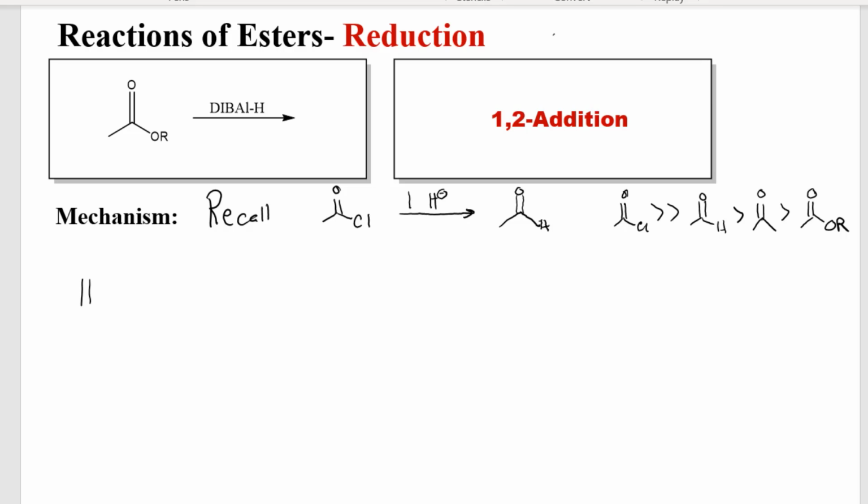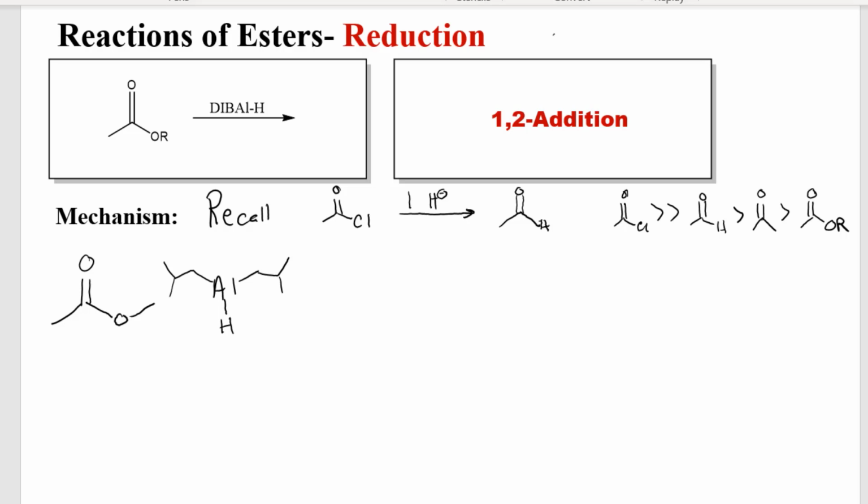I need to use a very different reagent when I'm doing an ester and stopping at the aldehyde. That is this new reagent called DIBAL. DIBAL is diisobutyl, that's what I just drew, diisobutyl aluminum hydride.